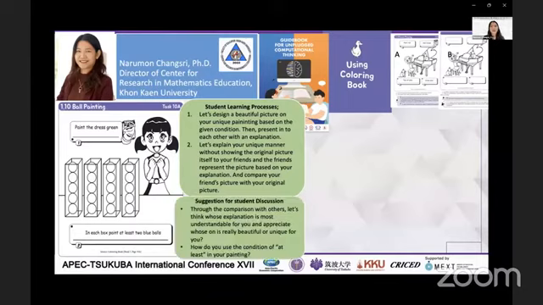And we have some suggestions for student discussion. Through the comparison with others, let's think whose explanation is most understandable for you, and appreciate whose one is very beautiful or unique for you. And how do you use the condition of "at least" in your painting?